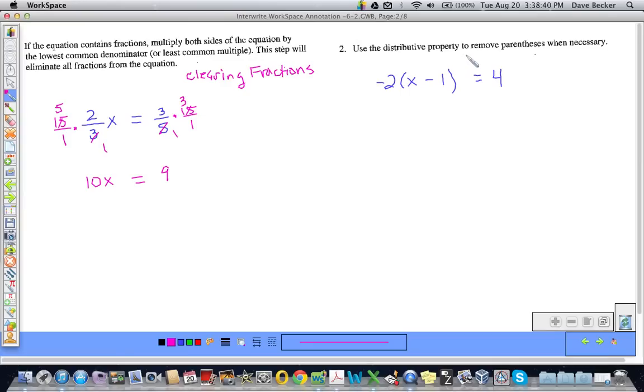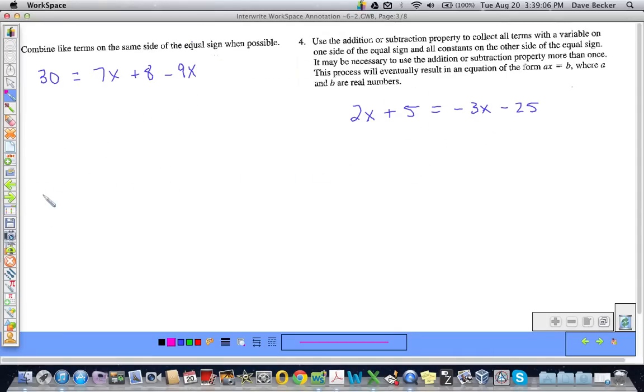Use the distributive property to remove parentheses when necessary. So the distributive property just tells us that if we have a number being multiplied by an expression within the parentheses, we multiply everything in the parentheses by that number. So negative 2 times x would give me negative 2x. Negative 2 times negative 1 is plus 2, and that is equal to 4. Again, I'm not going to solve because we're just showing you the strategies.